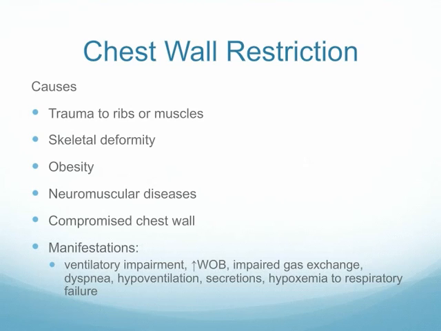So what will happen with any kind of chest wall restriction is we'll get ventilatory impairment, which will increase the work of breathing, impair our gas exchange, cause dyspnea, hypoventilation. Secretions will start to form because we're getting irritation and inflammation in the lung, and then hypoxia will start to present.